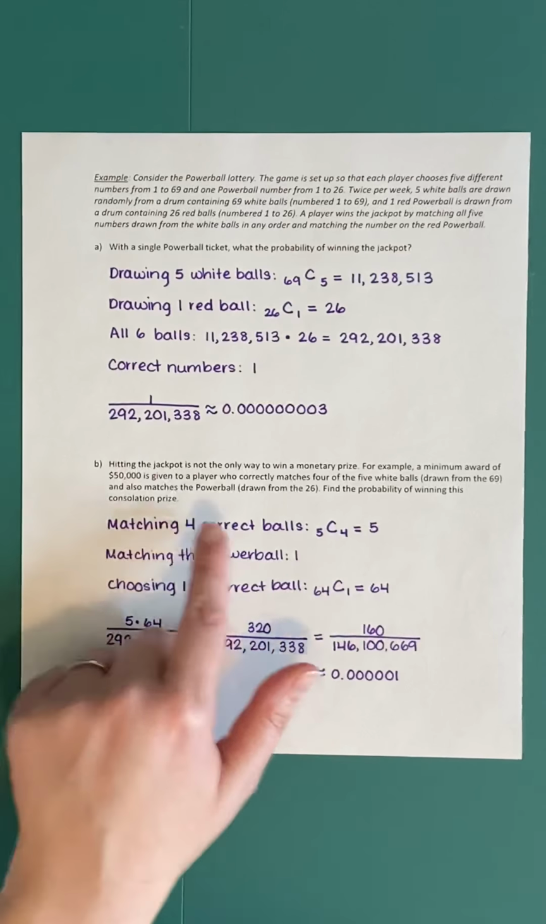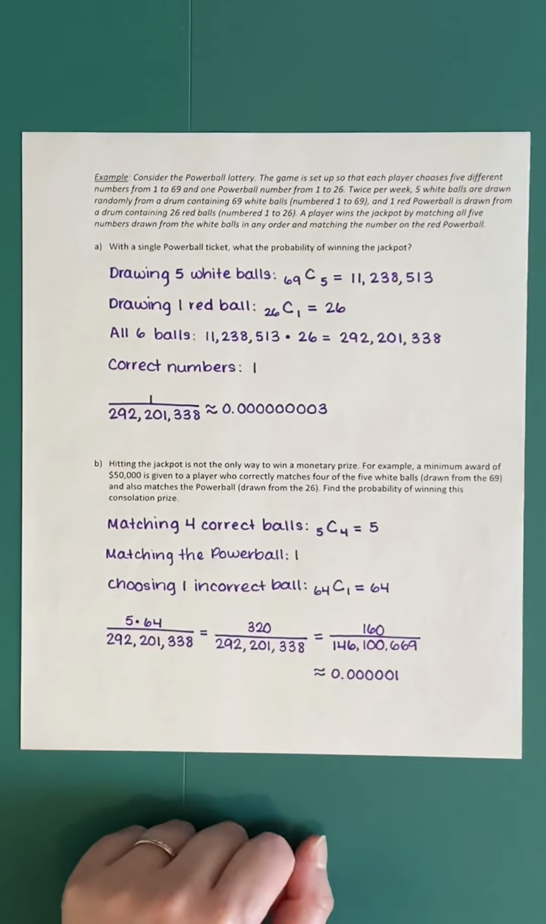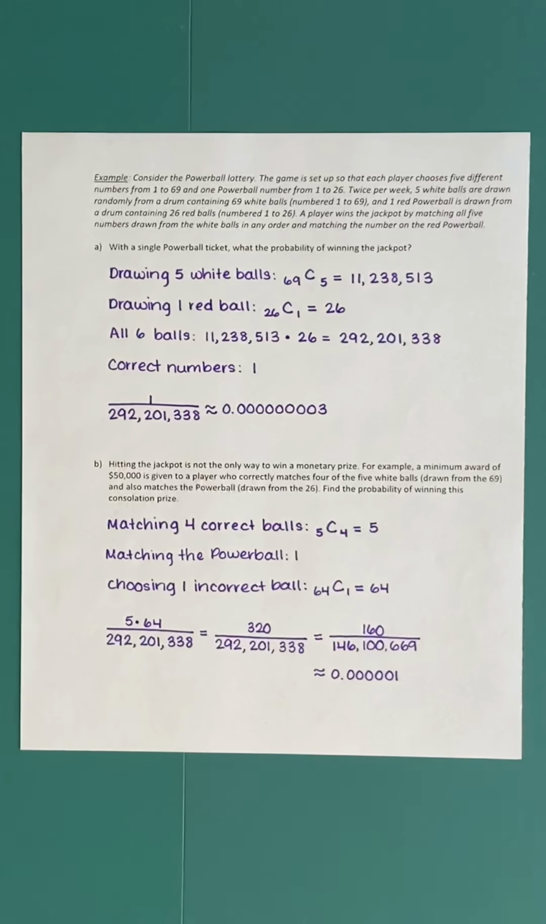So let's look at each of these steps. Option 1, or step 1, matching 4 correct balls. Well, think about how many ways there are to match white balls. How many of them are actually correct?